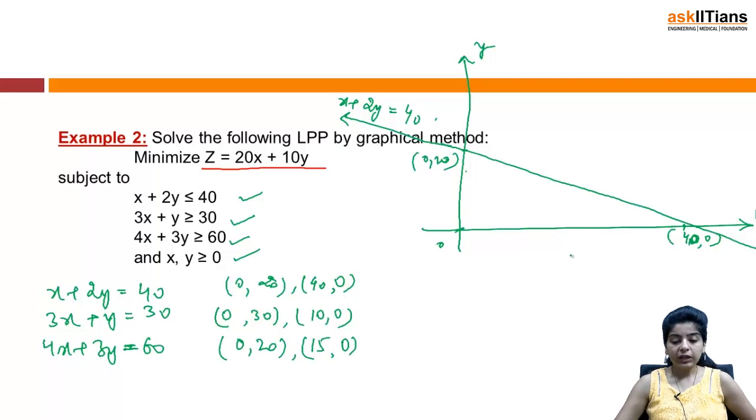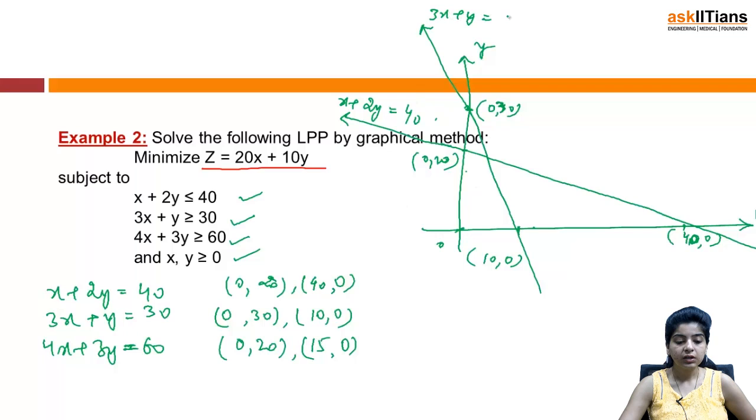Next we have 0, 30 and 10, 0. 10, 0 is suppose this point and then we have 0, 30. So I am going to join these 2 points. That makes the second line, that is 3x plus y equals 30. Then we have 4x plus 3y equals 60, which is represented by the points 0, 20 and 15, 0.